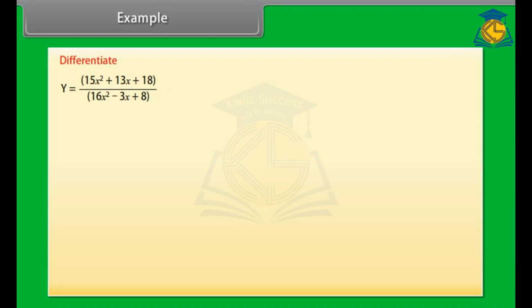Differentiate y is equal to (15x square plus 13x plus 18) by (16x square minus 3x plus 8). Solution.